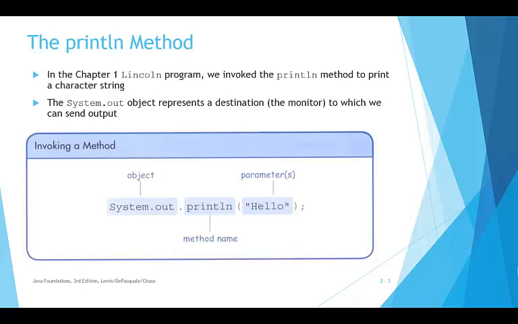The println method, as we saw in Chapter 1 and looked at in the Lincoln program, used the System.out object with the method name println, and the parameters we pass get displayed to the screen. In Java programming, all input and output is done as strings. So whenever we want to put something to the output stream and show it on the monitor, it must be done as a type of string. We'll see how that's done in just a minute when we're dealing with numbers.